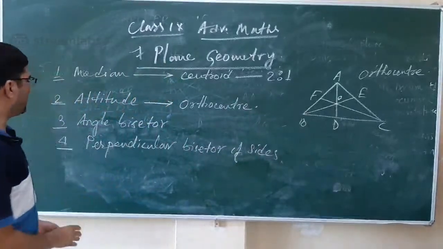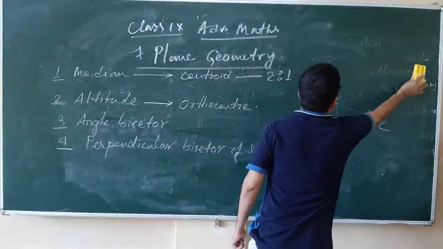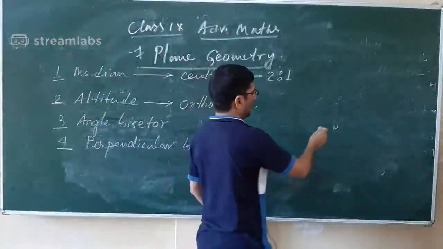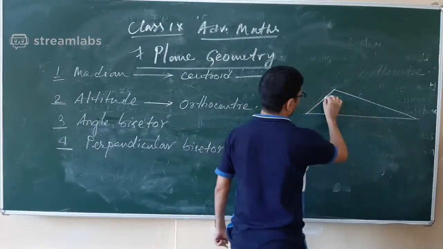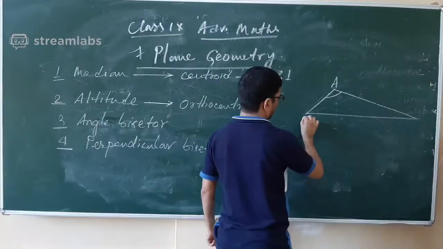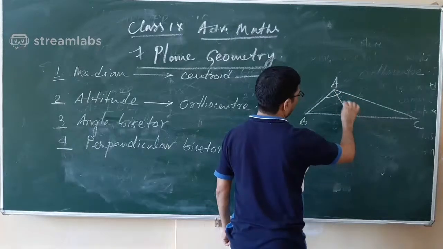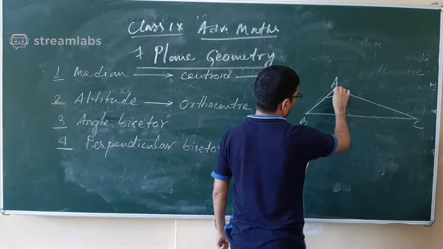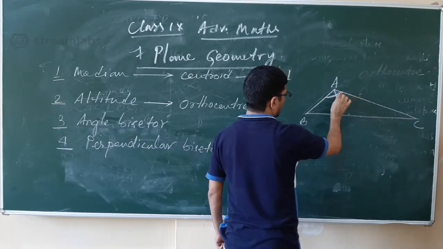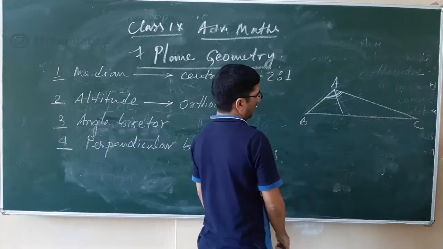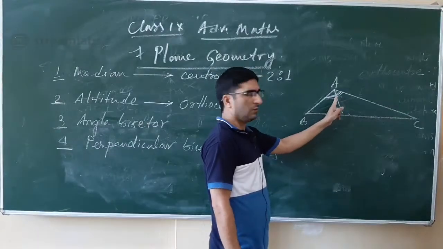The third one is angle bisector. In this triangle, suppose this is angle A, this is B, this one C, and if AD is the angle bisector, that means AD bisects angle A. If AD bisects angle A, then these two angles are equal.